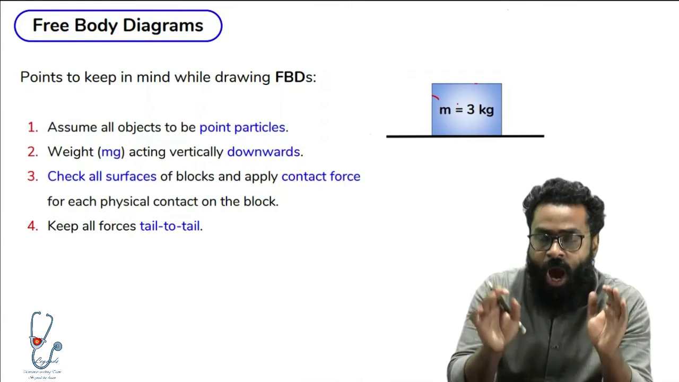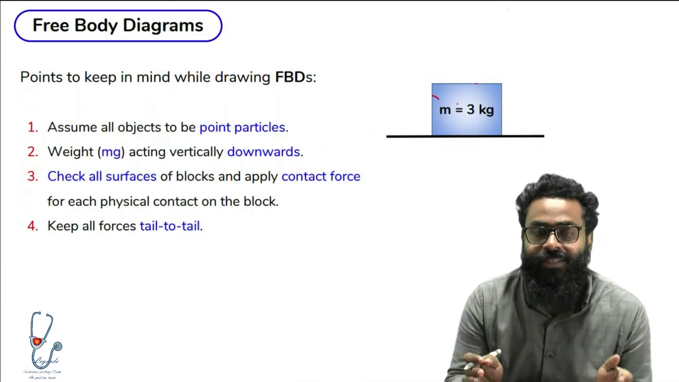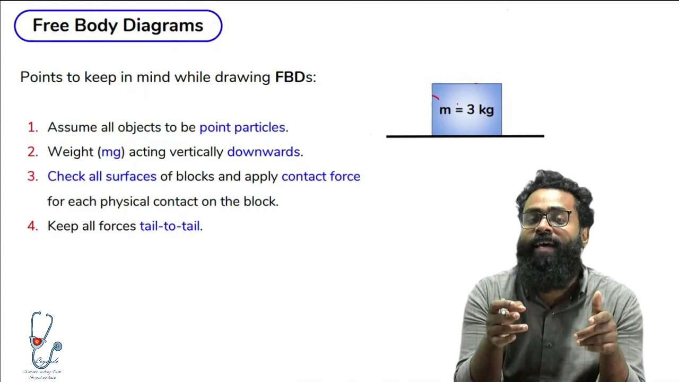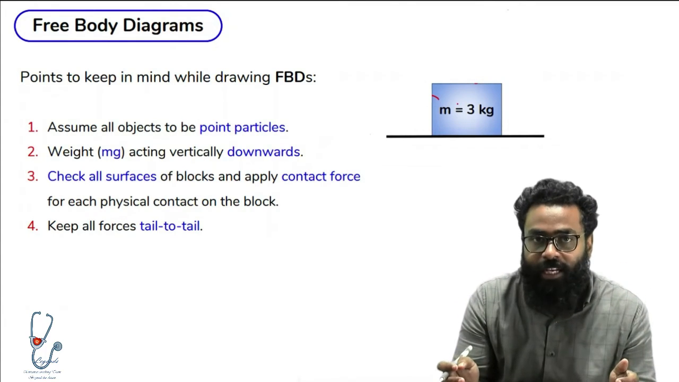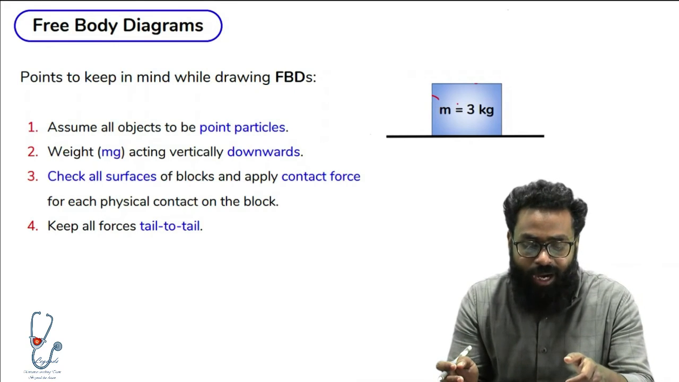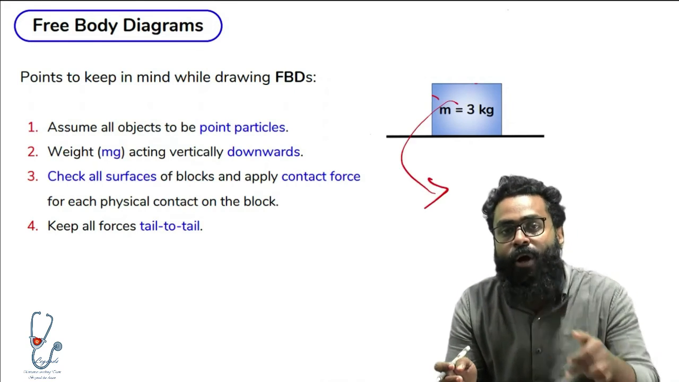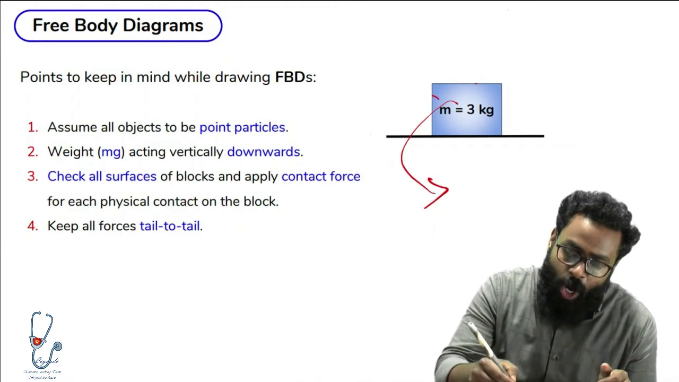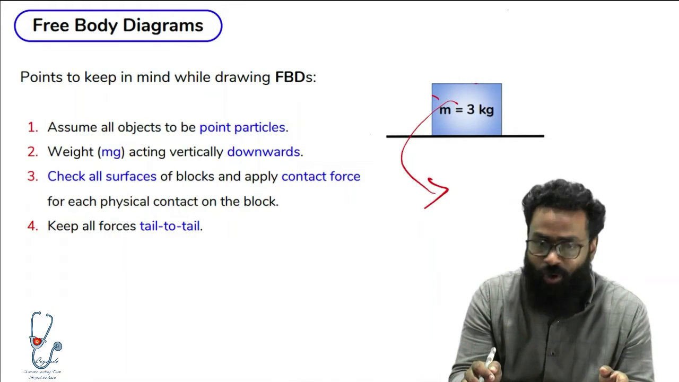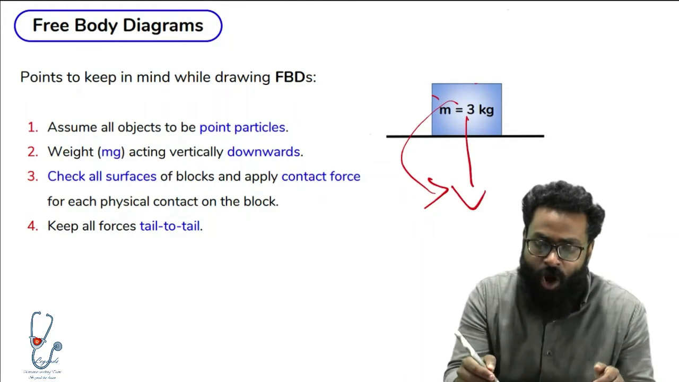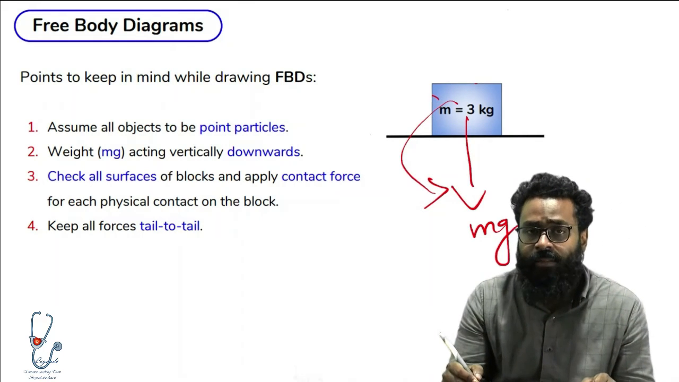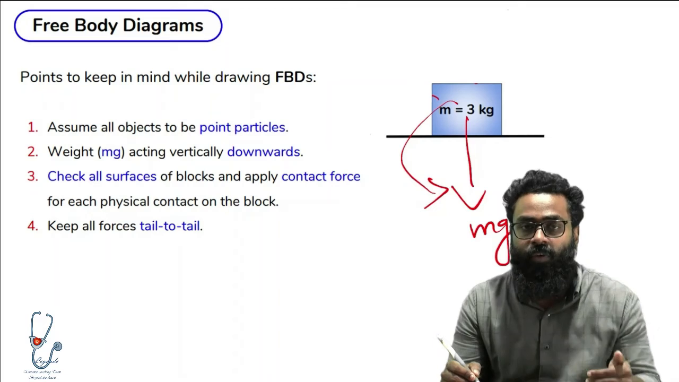Okay, free body diagram. How to draw a free body diagram? So the simple thing is how to draw a free body diagram. You can ask many questions related to the free body diagram. First one is to assume all objects to be a point particle. Okay, next one is weight mg acting vertically downwards.